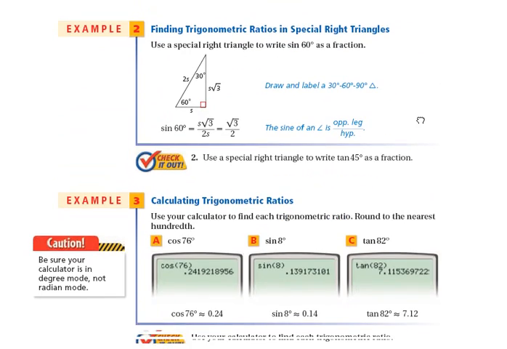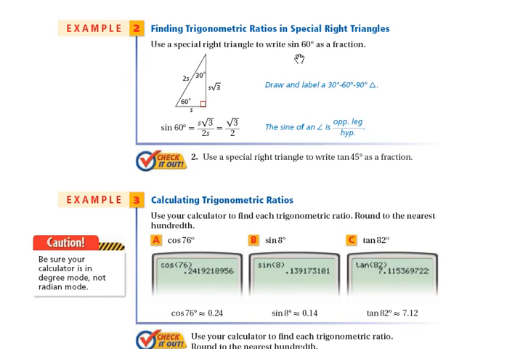Here is a special right triangle with a 60-degree angle. You can take a look at sine of 60, and because this is a 90-60-30 triangle, we have this kind of comparison. If this is side S, this is S times the square root of 3, and this is 2S. So the S's actually cancel out.